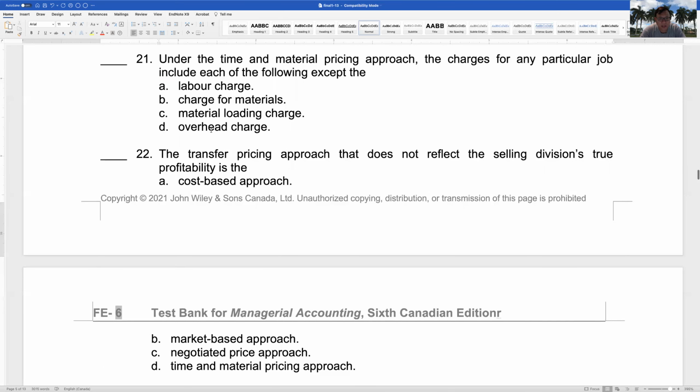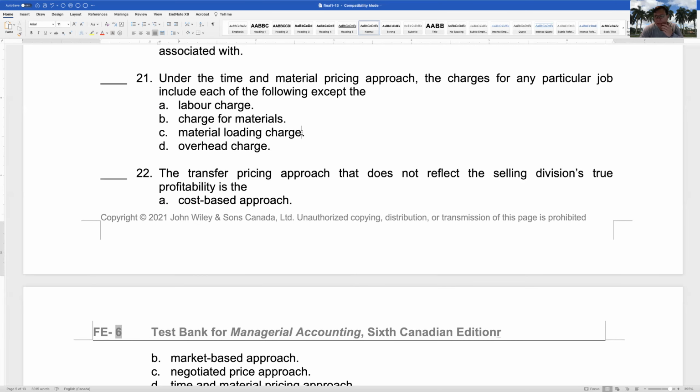Okay, 21, under the time and material pricing approach, the charges for any particular job include each of the following except. So for this one, the answer is D, overhead charge. We talked about the labor, we talked about the material, right? We also talked about the material loading, if you remember on the slides. So this will be the material handling cost. But we didn't talk anything about an overhead charge.